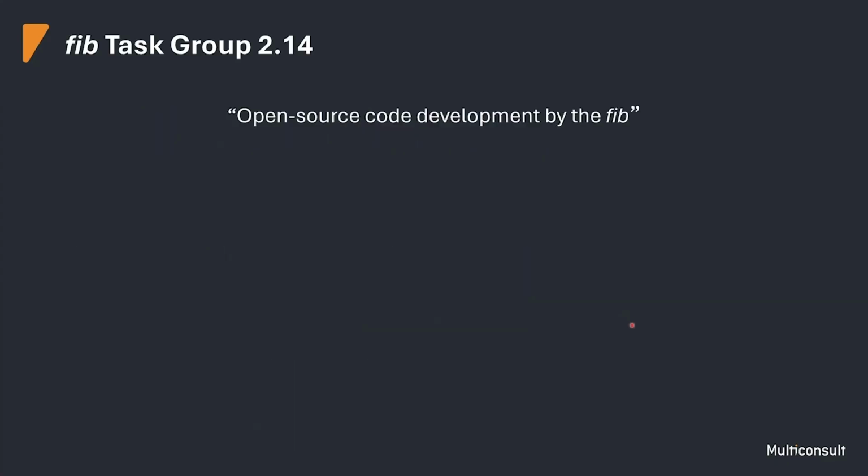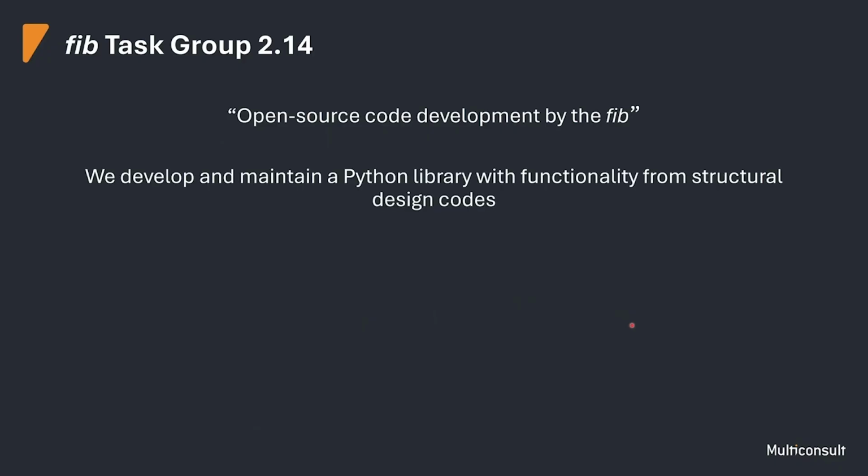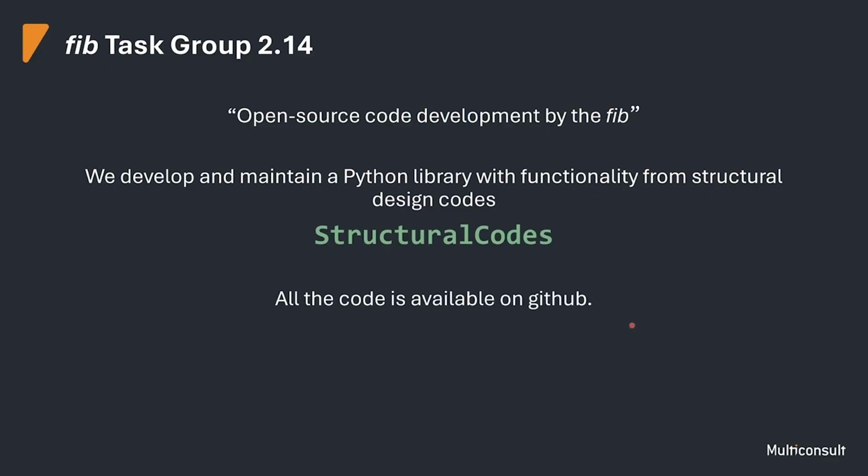Task Group 214 is called Open Source Code Development by the fib. That summarizes our objective: we do open source development. We develop and maintain a Python library. Python is a programming language, and I am sure you're all familiar with it. This library has functionality from different structural design codes. We call the library structural codes, and all the code inside this library is available on GitHub, and it is open source.